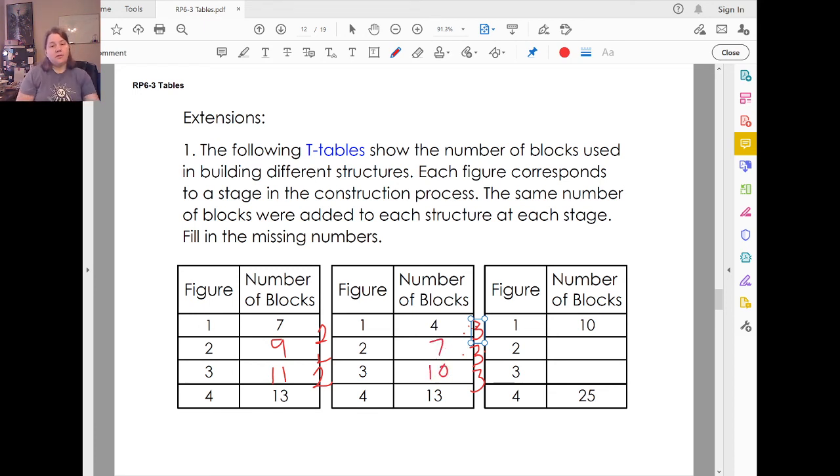11, 12, 13. This next one, to go from 1 to 4, is 25. 10 to 25. 25 minus 10 is 15. 15 divided by 3, well, that's 5. So that's going to be 10, 15, 20, 25.